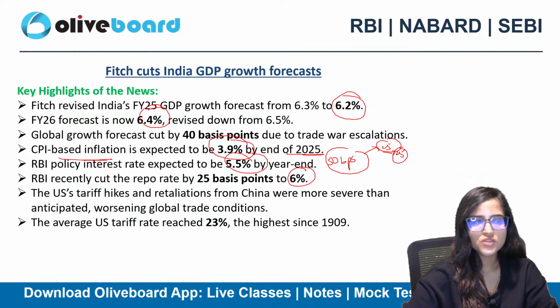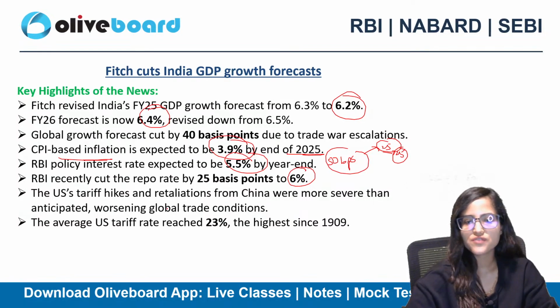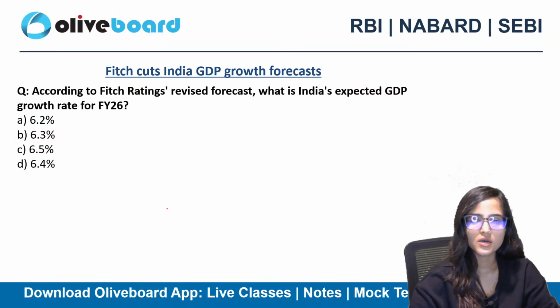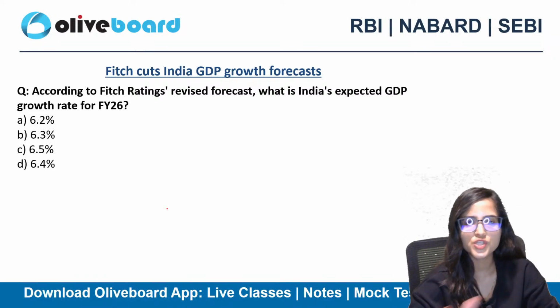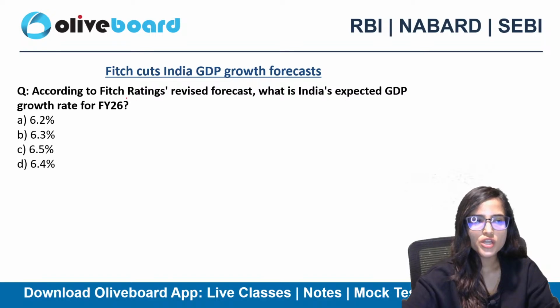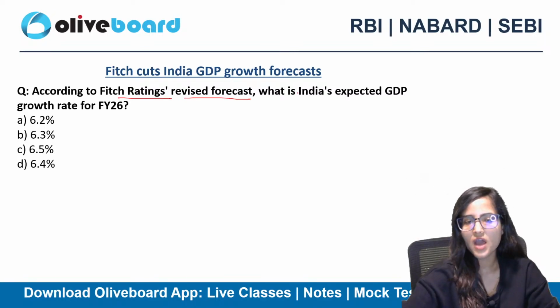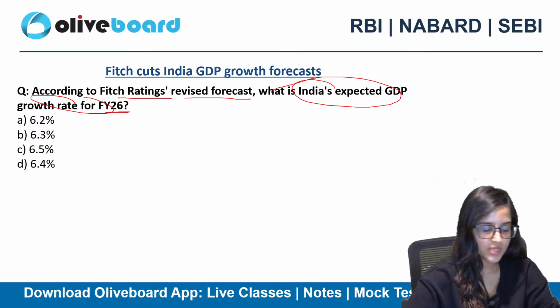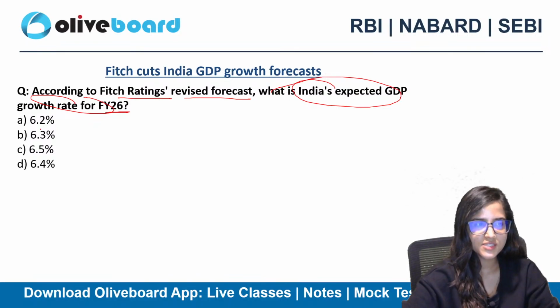So, because of US tariff hikes and retaliations from China, they have downgraded our growth forecast from 6.3, 6.4 to 6.2 and 6.4% for 25 and 26. So, according to Fitch Ratings' revised forecast, what is India's expected GDP growth for financial year 26? What is the answer? 6.2, 6.3, 6.5 or 6.4?